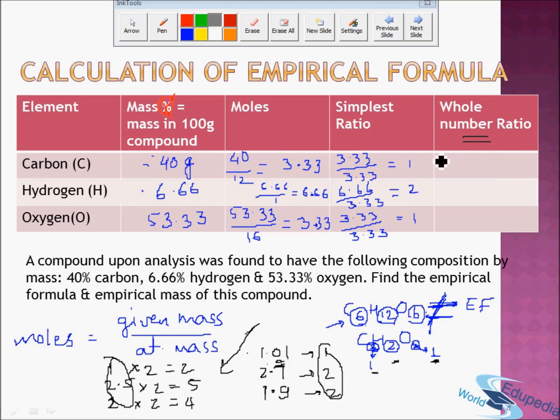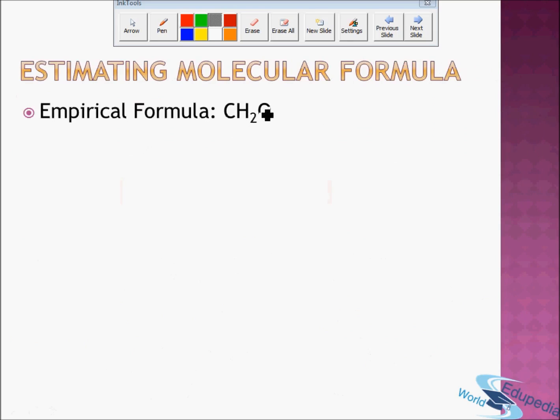In this case, the example was quite simple, so I can directly write the simplest ratio as the whole number ratio: 1, 2 and 1. In the next section we'll take up more examples for empirical formula calculation, and in those cases you will see how I convert simplest ratios into whole number ratios. So in this case I finally got the whole number ratio. Now these whole number ratios represent nothing other than the subscripts of the empirical formula. So the empirical formula for the compound in my question is CH2O. Alright, the empirical formula for my compound is C1H2O1.